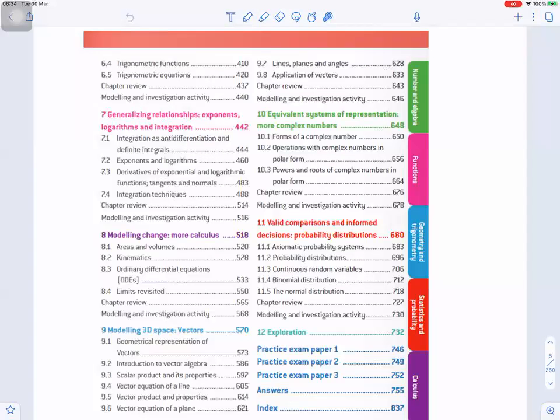And the second part of the content starts with chapter 7, generalizing relationships, exponents, logarithms, and integration, modeling 3D space, equivalent systems. And at the end, you have practice exam paper 1, practice exam paper 2, practice exam paper 3, and you have the index, the last page.